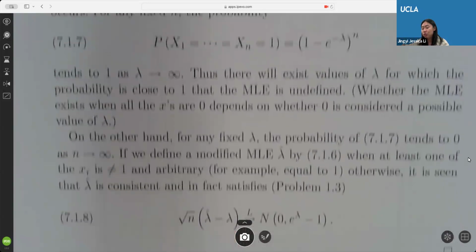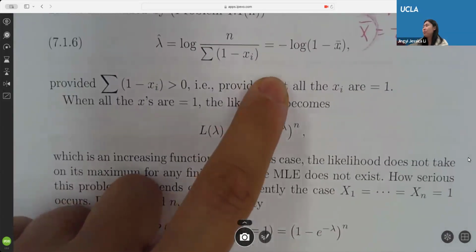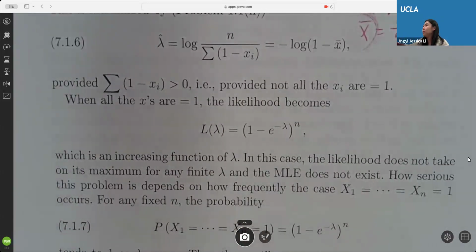But at least this shows you one case where you might encounter some problems with the MLE with your finite sample.